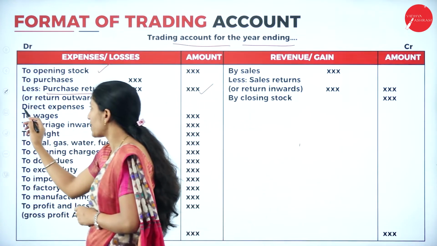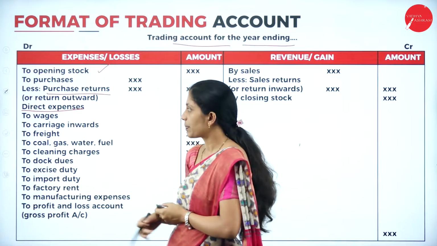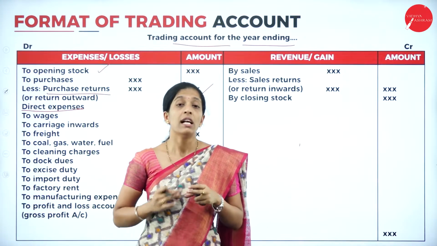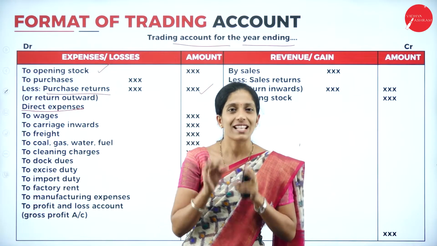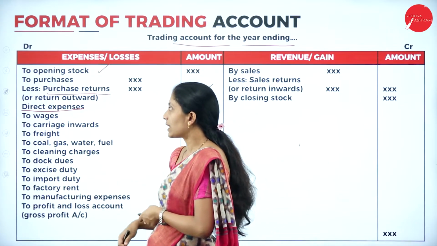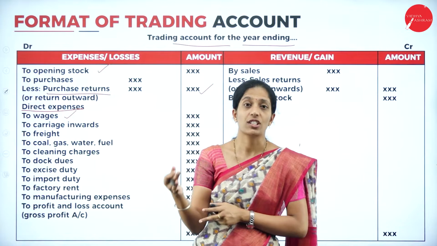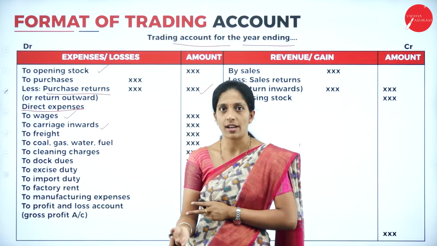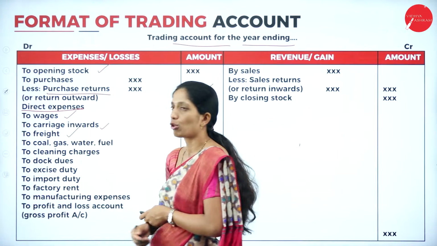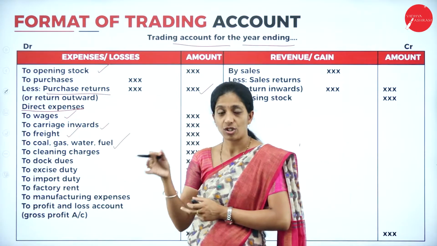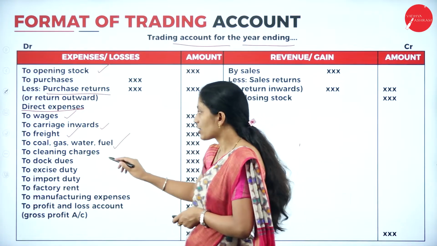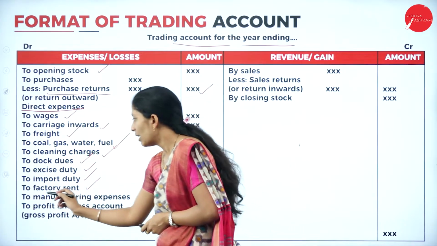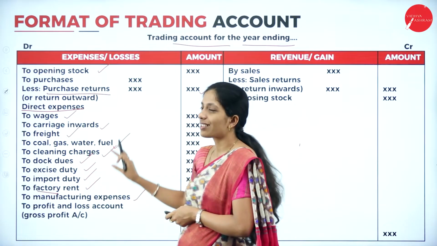Next you will write all the direct expenses. So which are the direct expenses? The expenses that take place in the factory are termed as direct expenses, or directly involved in the production of a particular product. Which are the direct expenses? Wages, that is the wages given to the workers in the factory. Next, carriage inwards, that is while importing the goods, whatever shipping charges are charged. Next, freight, which is also one of the charges here. To coal, gas, fuel, water, these are all used in the manufacturing of a particular product. Next, to cleaning charges, to dock dues, to excise duty, to import duty, factory rent. Remember, it is factory rent, to manufacturing expenses. So these are all direct expenses.